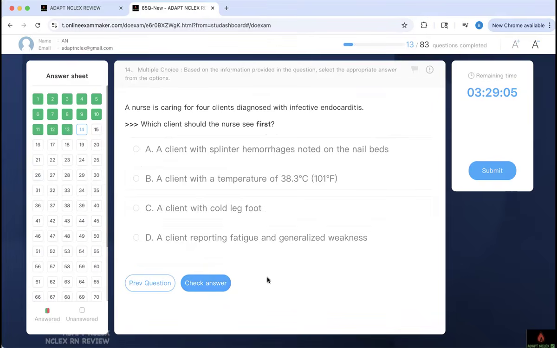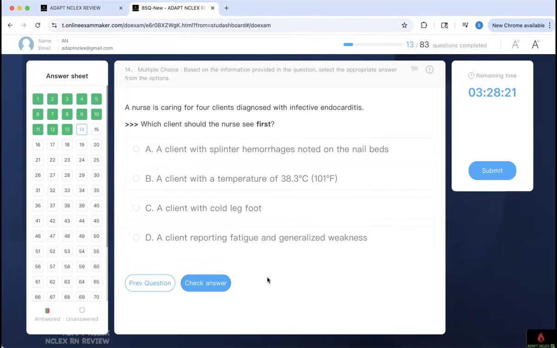And this is caring for four clients diagnosed with infective endocarditis. Which client should the nurse see first? A client with splinter hemorrhages noted on the nail bed. A client with a temperature of 101. A client with a cold leg and foot. And a client reporting fatigue and generalized weakness. There's a mnemonic for endocarditis. If you know it, you can write it down and use it to answer this question. That's the test-taking strategy. Don't fall for the expected findings. Pay attention to the unexpected.